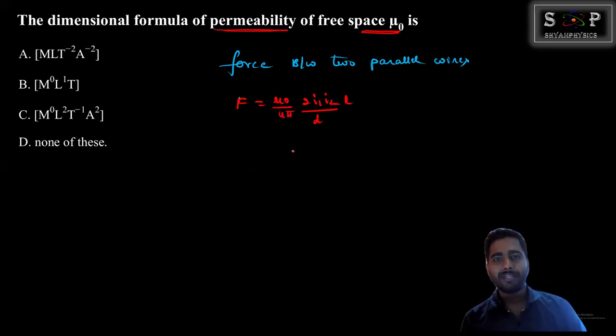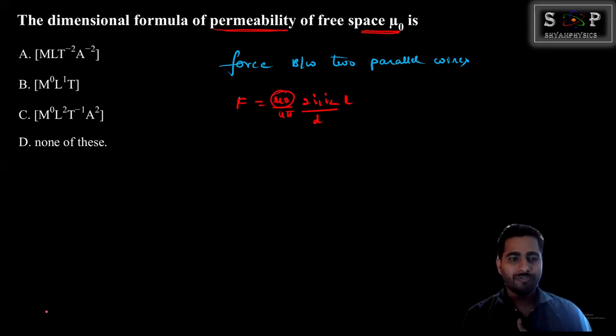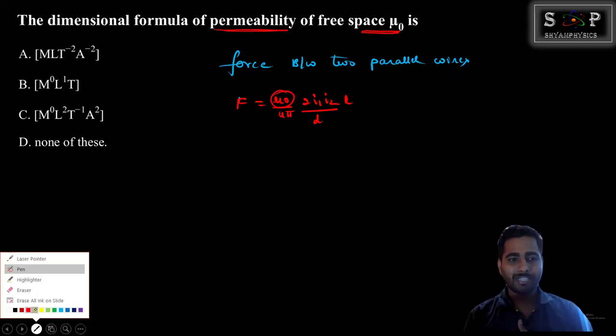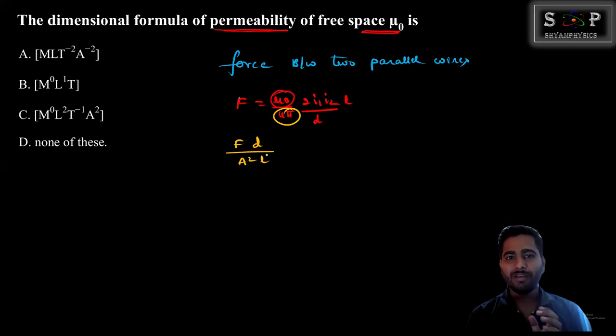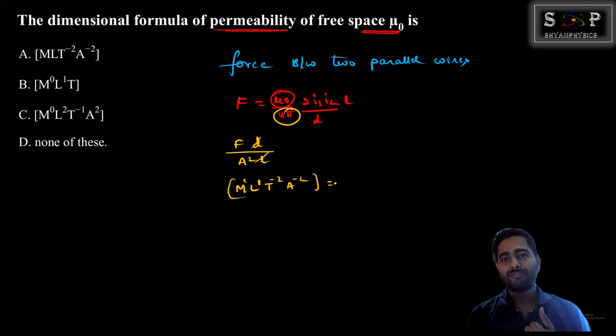Okay. Next to that, here we want mu naught. For that reason I will make it the subject as mu naught. So force, and 4 pi is constant, distance divided by ampere square, because time and length. Okay, na? Here length will be cancelled. So M L to the power 1 T to the power minus 2 A to the power minus 2 is the dimension for mu naught. Option A.